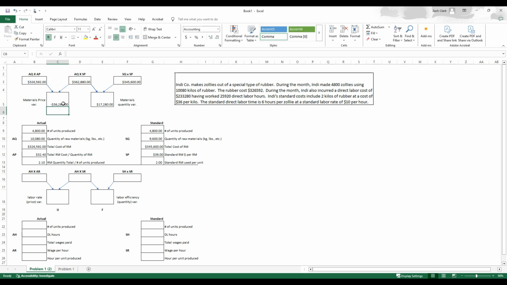And so here we can see that our materials price came in with a negative, and that's what we expect to see because our calculated cost per unit actually came in under budget. We had $32.40 per kilo as compared to $36 per kilo we thought we were going to spend. So favorable makes sense there. And then in this instance, we see a positive, so that's an unfavorable variance, more cost. And that's also to our expectations because we noted that we ended up using more materials to produce each unit than we had originally expected with our standard quantity here of 2 versus 2.1.